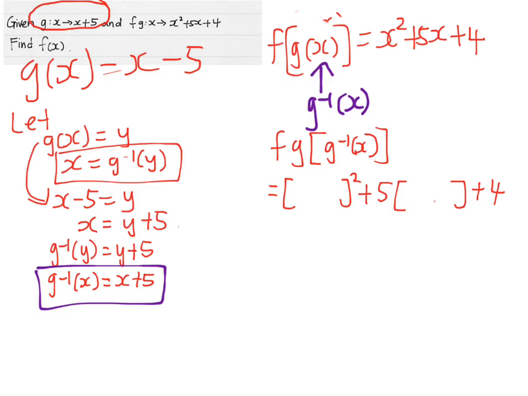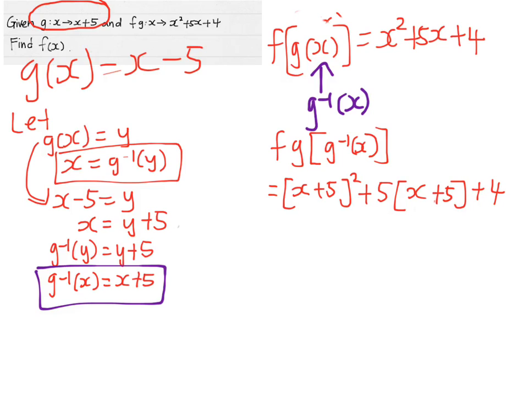Okay, so x squared plus 5x plus 4. So what is the x? Now the x will already become g inverse what? So g inverse is x plus 5. So all the x become x plus 5.